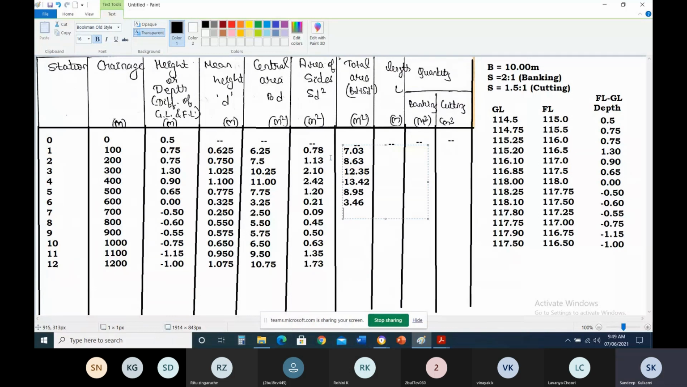Be ready with the last values, any of you, so that you can help me in this. Last values, you have to add and tell me. Next, I'll add 5.5 plus 0.45, 5.95. 5.75 plus 0.50, 6.25. 6.5 plus 0.63, 7.13. Can anyone tell me what is the answer for 9.5 plus 1.35? It is simply 10.85. Yes, last one, 10.75 plus 1.73, 12.48.